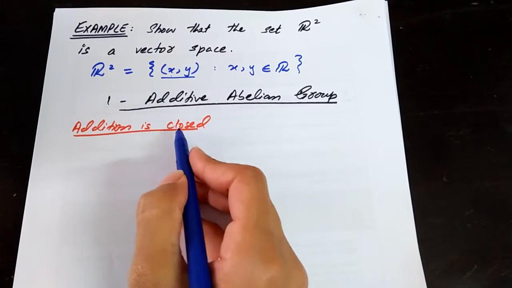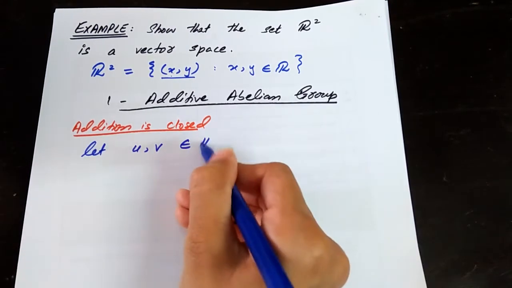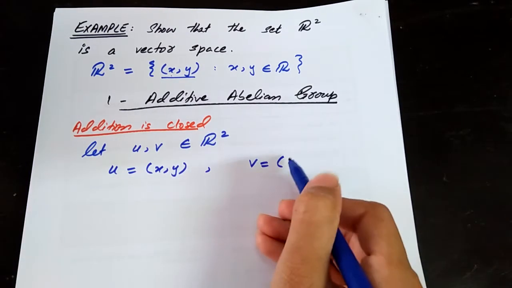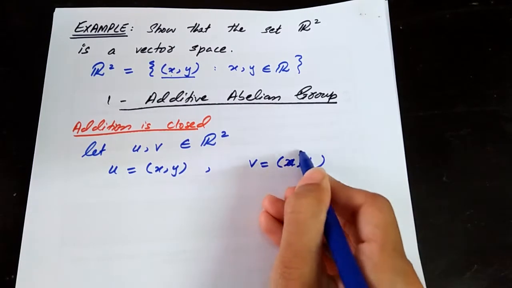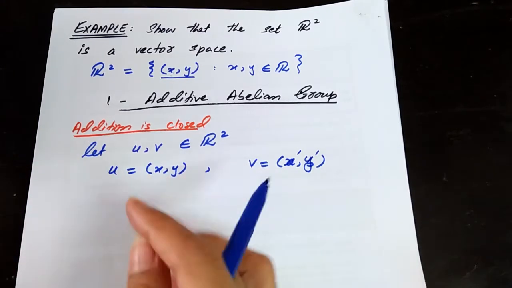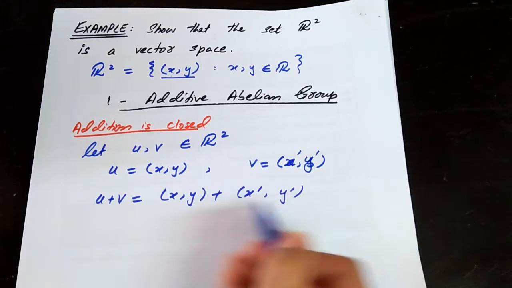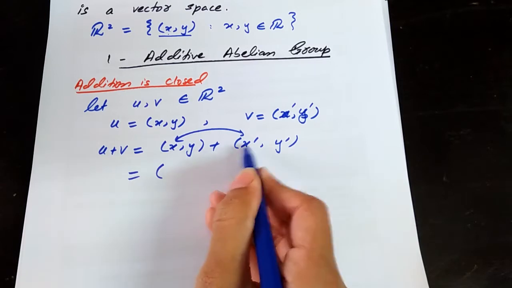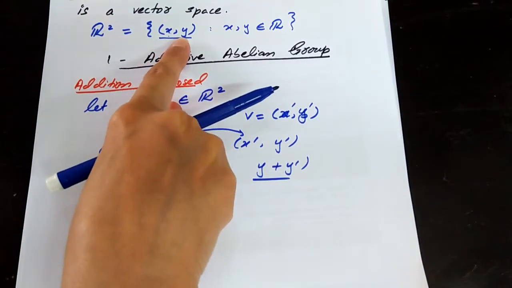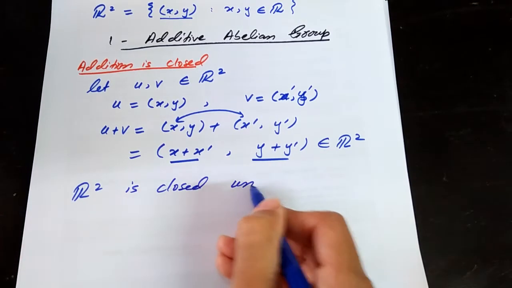Now, for showing the addition is closed, you have to consider two vectors. Let u and v belong to R2, such that u is equal to (x, y) and v is equal to, let's suppose, (a, b), or you can say (x prime, y prime). I will use a, b for the constants. Now addition is closed. It means if you add both the vectors, the answer will fall again in R2. So u plus v will be (x, y) plus (x prime, y prime). Now add their consecutive terms, first term with the first term, second term with the second term. Now you observe it is again the same ordered pair type, so it belongs to R2. So we can say R2 is closed under addition.